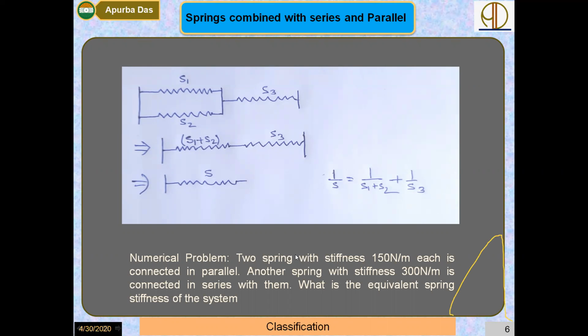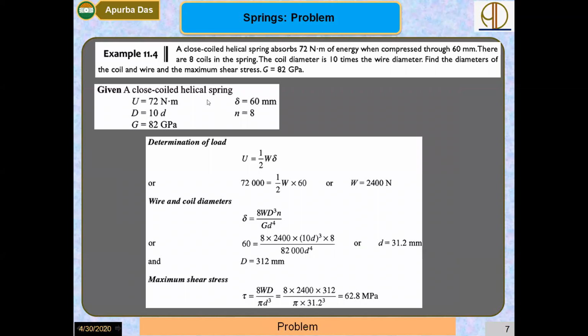Okay. So the another problem: a closed coiled helical spring absorbs 72 Newton meter energy when it is compressed through 60 millimeter. There are 8 coils, and the coil diameter is 10 times the wire diameter. You have to find out the diameter of the coil wire and the maximum shear stress developed. G is given as 82. So what are the parameters given? U is given as 72 Newton meter, deflection 60, D is equal to 10 times small d, N is equal to 8, and G is 82.